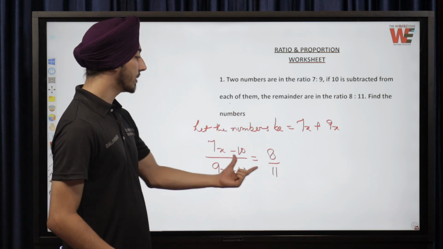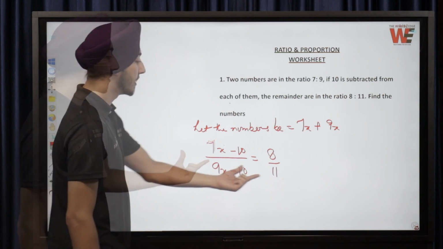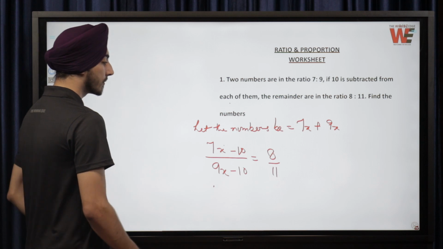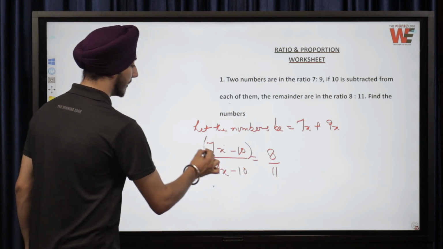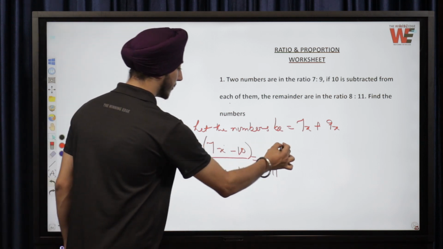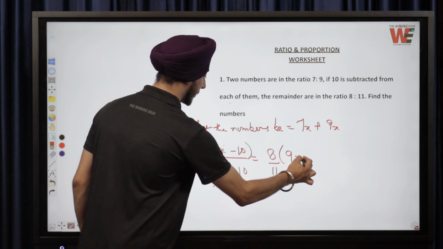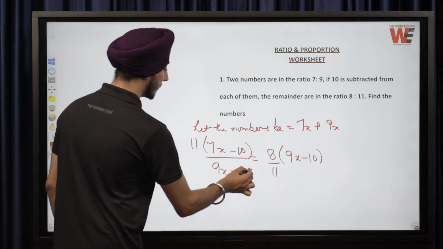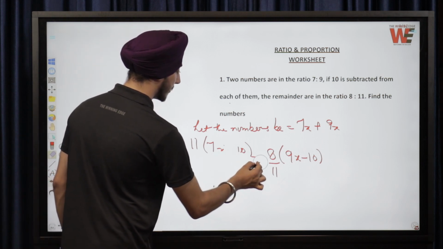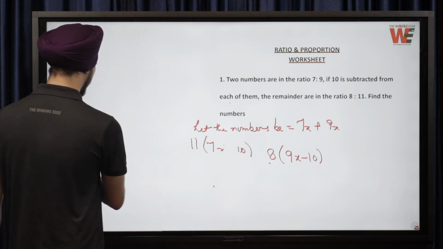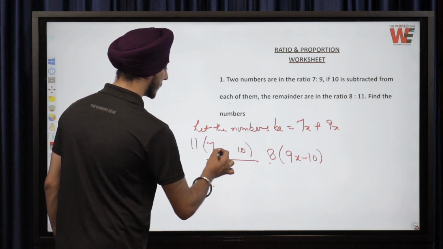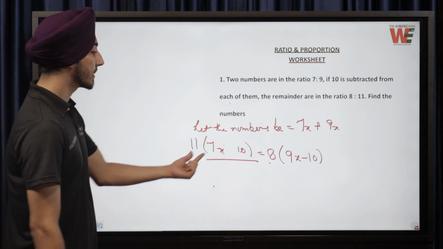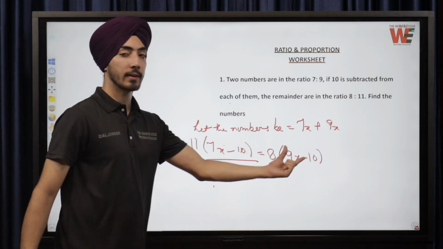Now what do we need to do? We need to cross multiply this. 11 will get multiplied here, and this denominator will get multiplied here. So 11 will come this side and the denominator will come here, that is 9x minus 10. So this is how our question was. We have 7x minus 10 here and 9x minus 10 here.